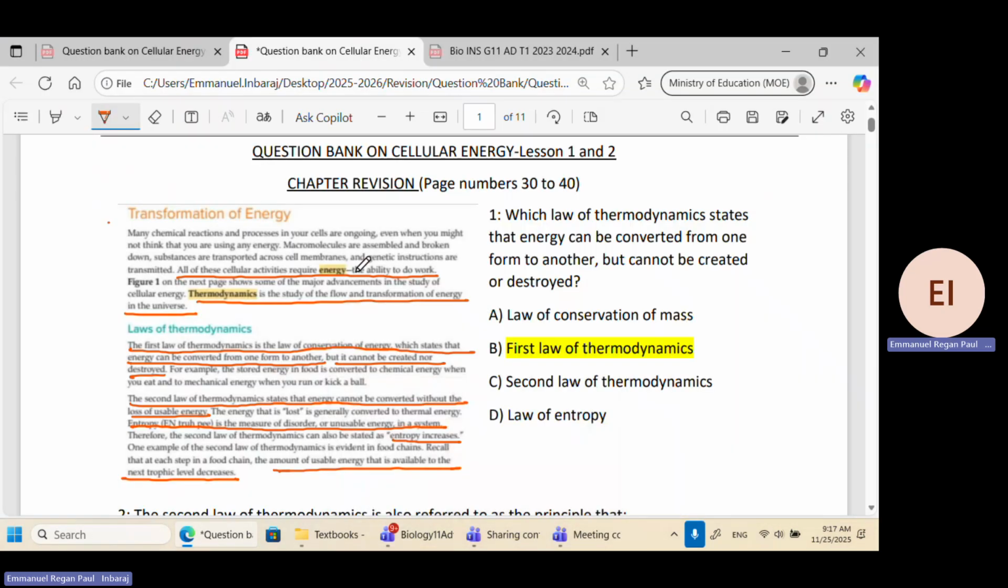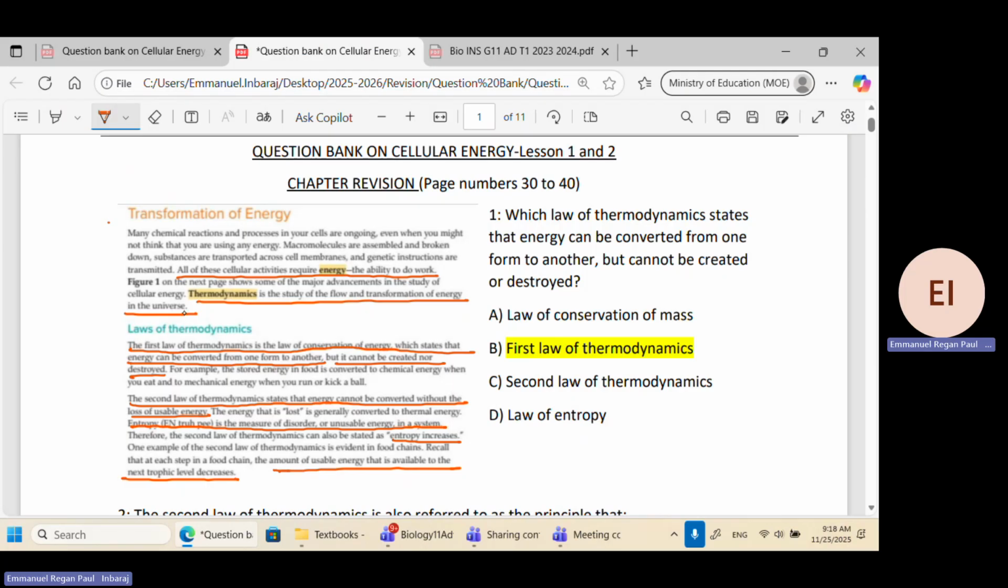Okay, let's look at it. This page has this content. One of the important definitions highlighted here is about energy. So what is energy? Energy is the ability to do work, and all the cellular activities in your body require energy. So don't forget this. All cellular activities require energy. And what is energy? It is the ability to do work.